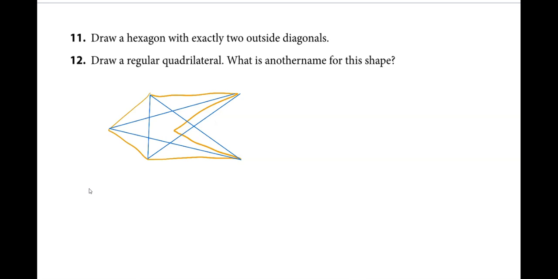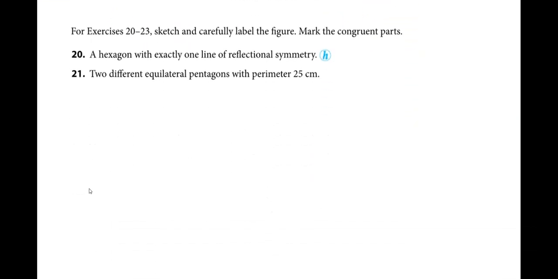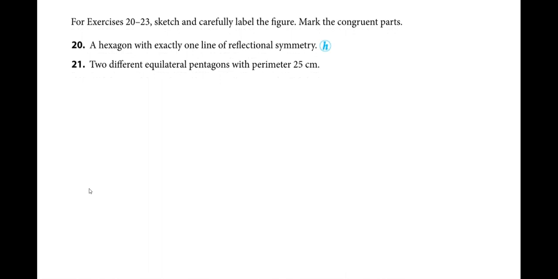Okay, draw a rectangle. The next one, this was 11, a regular quadrilateral. Oh, so if it's regular, that means all sides are the same and all angles are the same. What is another name for this? This is a square. Okay, for exercises 20 to 23, sketch and carefully label the figure, mark the congruent parts.